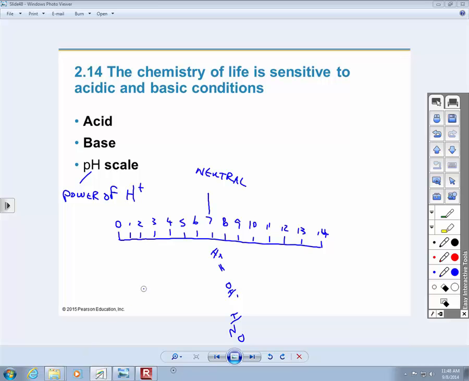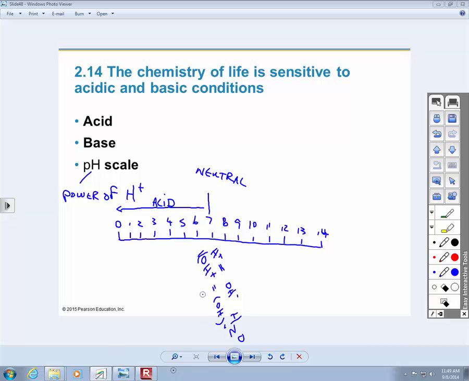Anything below pH 7, say 6.99999, is an acid. The lower the number below 7, the more acidic, so acidity increases the lower the number. Now I'll show you how that works. If we drop from a pH 7 down to a pH 6, we have 10 times more hydrogen ions than hydroxyls. We just have the one hydroxyl. 10 times more hydrogens.